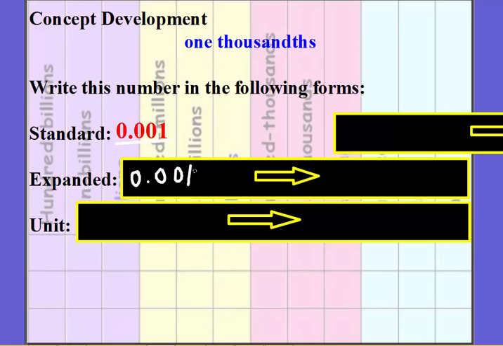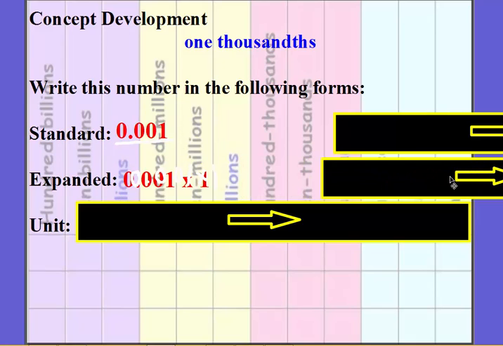And then I need to show how many of those there are, how many groups. Well, there's only 1, so it's just going to be times 1. My last one is I'm just taking my unit, so my unit is thousandths. And what am I doing with it? Well, I'm looking for how many units I have. I have 1 unit, so I have 1 thousandth.